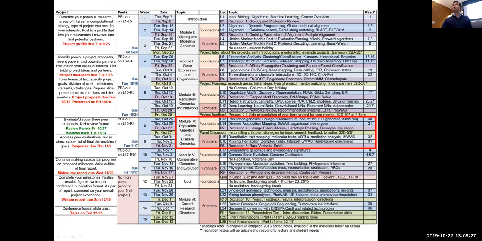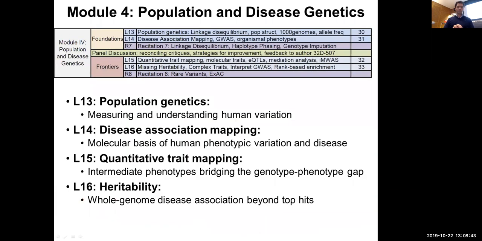And then we're going to talk about heritability, about systems genetics, about how we can understand genetic variation at the systems level across millions of regions simultaneously. And then module 5 is on comparative genomics and evolution. And then module 6 is the frontiers and the current research directions. So this is this module: population genetics, disease association mapping, quantitative trait mapping, and heritability.